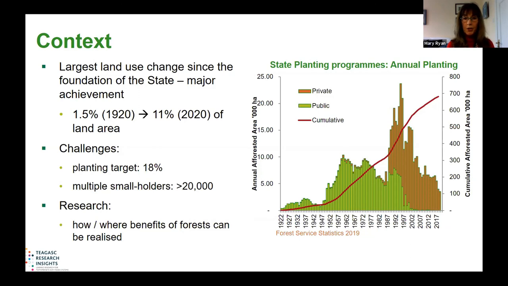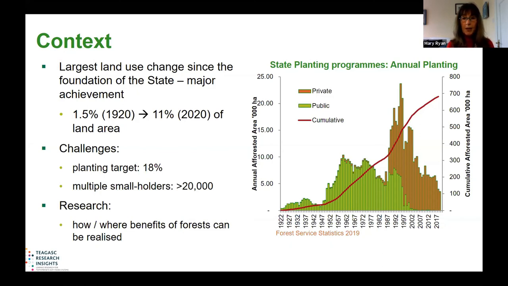We do have some challenges to address, though. You'll see on the right-hand side of the graph how planting in recent years has fallen off. And this has implications for our planting target to reach 18% by 2046. It has implications both for timber production and the processing sector, and also for the delivery of our environmental objectives, particularly around carbon sequestration.